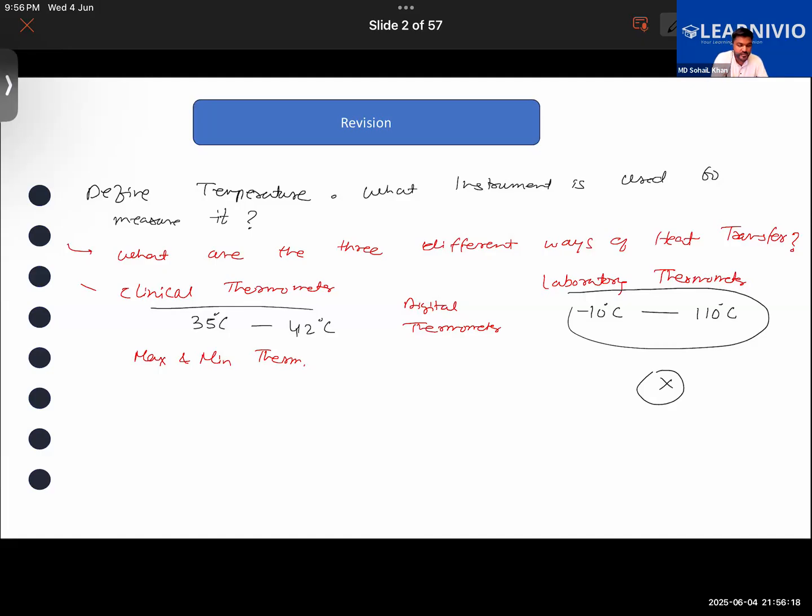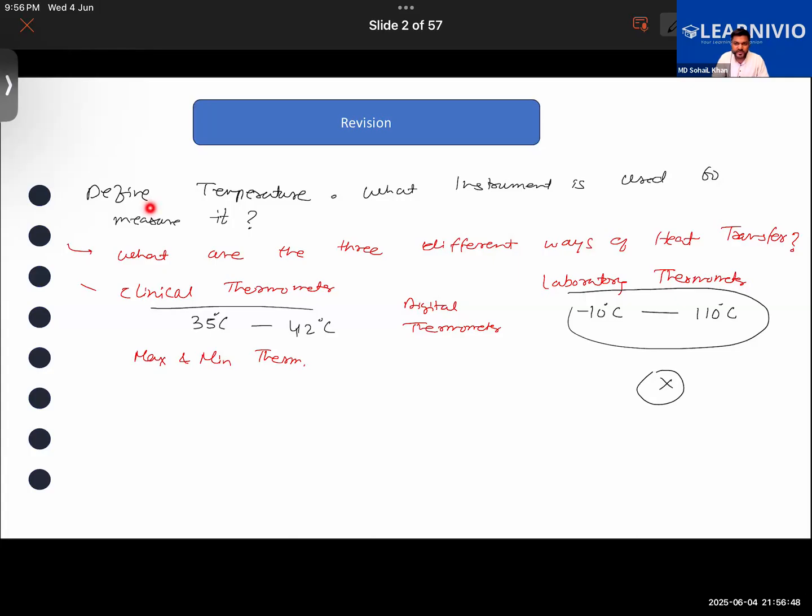Okay. Which liquid metal is used in the bulb of the thermometer? Mercury. Salman, is mercury toxic? Is it poisonous? It is poisonous, no, obviously, right? Yes, sir.